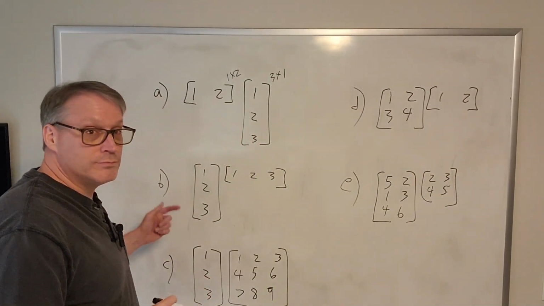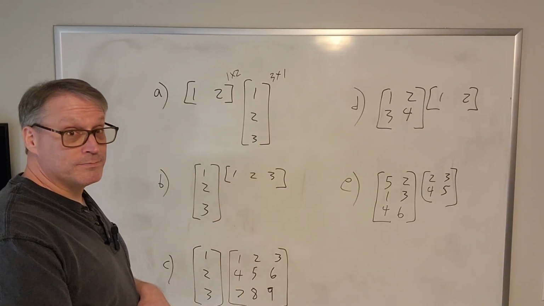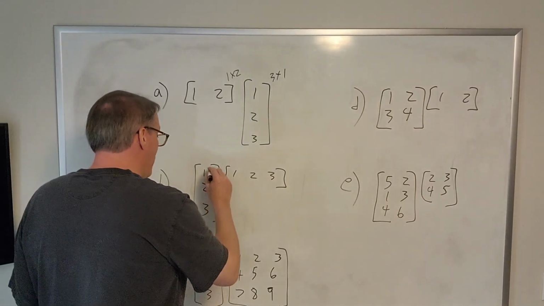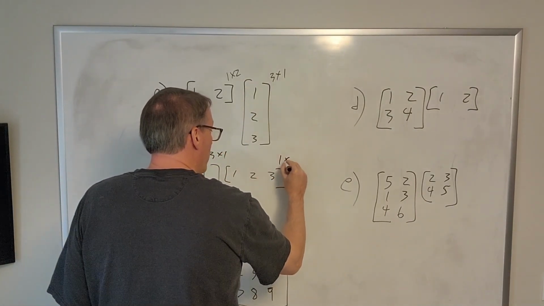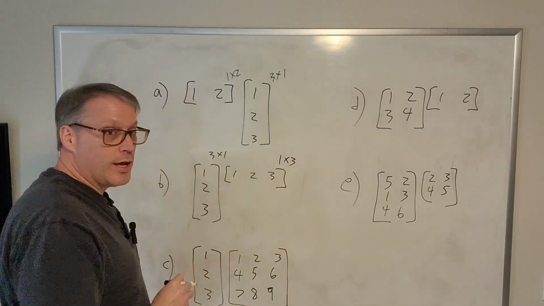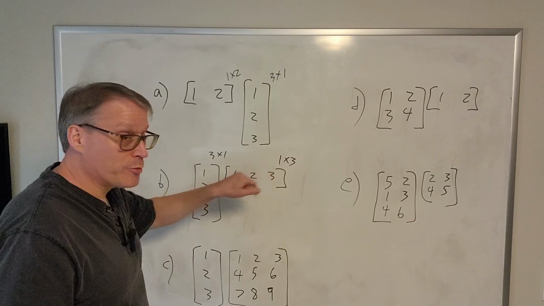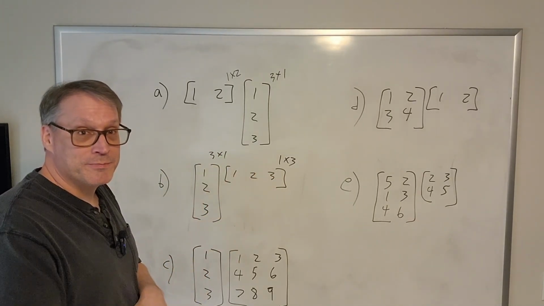How about this guy right here? All right, resumed. Okay, here we go. Well, how many rows? This has 3 rows and 1 column, and this has 1 row and 3 columns. Yes, you can do these. These two numbers are the same. This has the same number of columns as this has rows. And what would the result be? It'd be a 3 by 3 matrix.